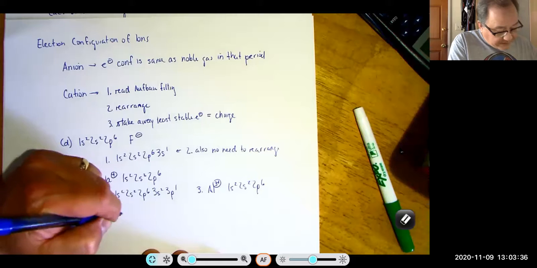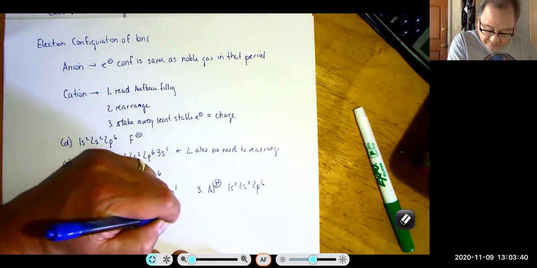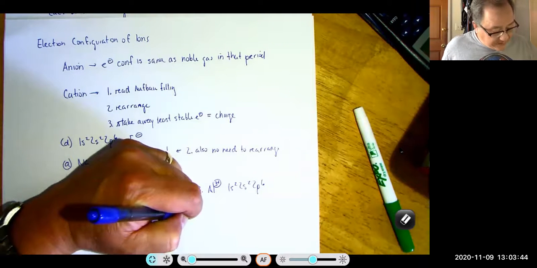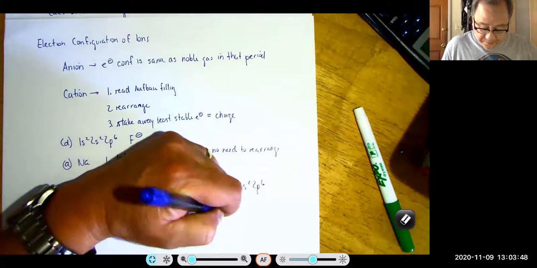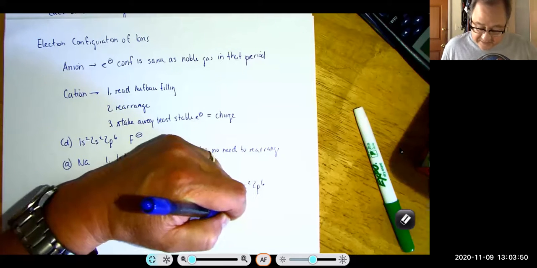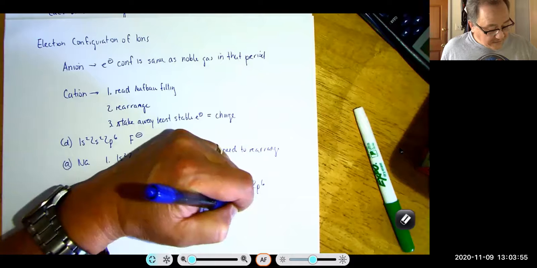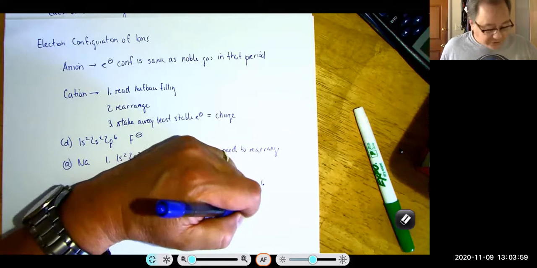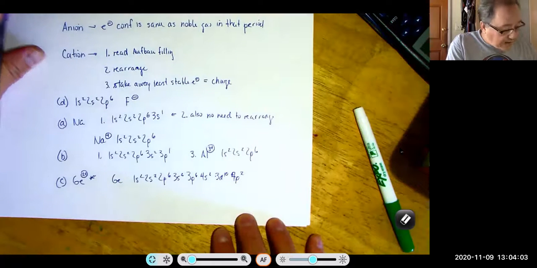So neutral germanium is 1s2, 2s2, 2p6, 3s2, 3p6, 4s2, 3d10, and then 4p2. So that's germanium. We have to rearrange.